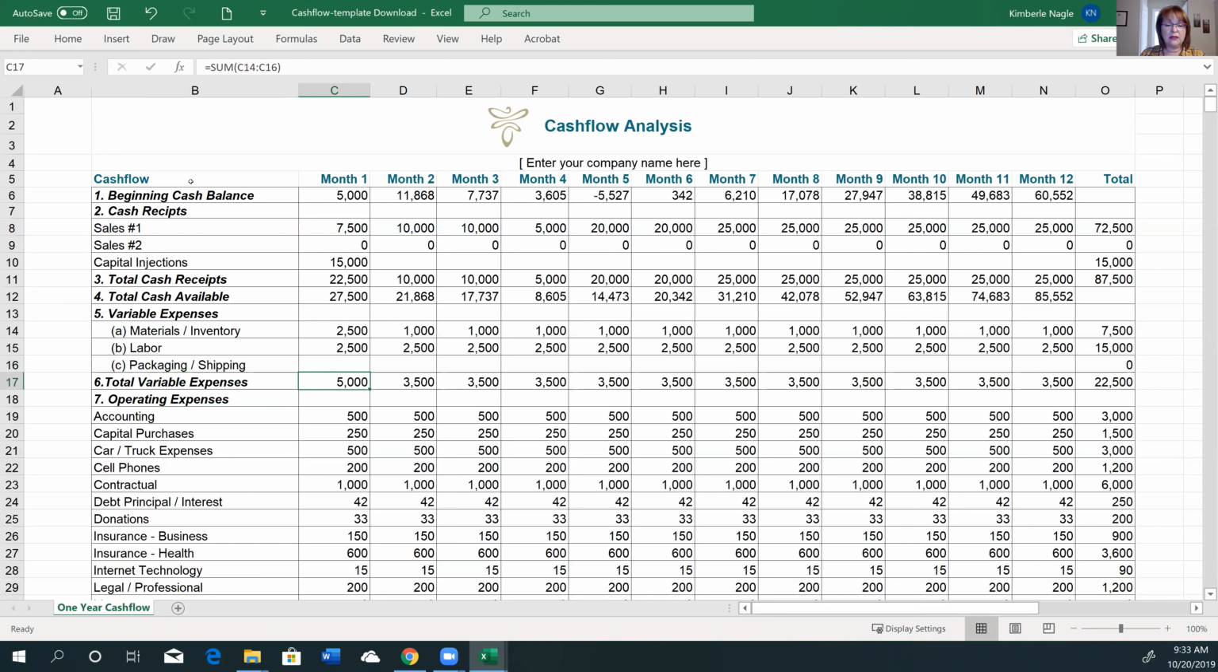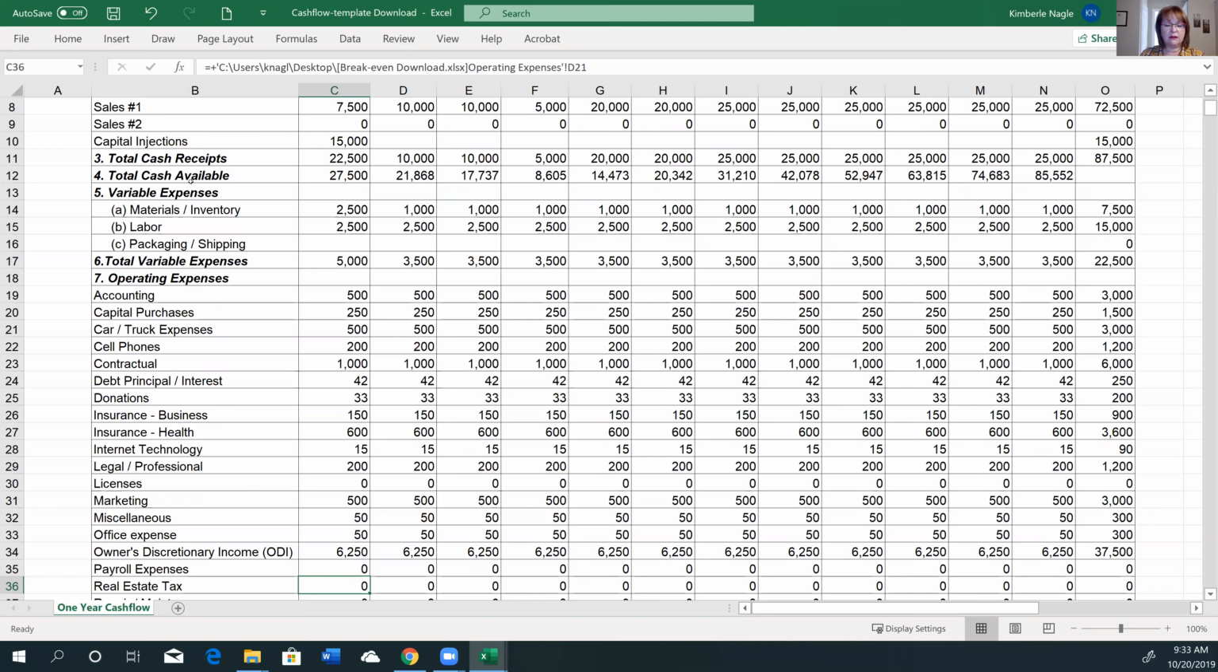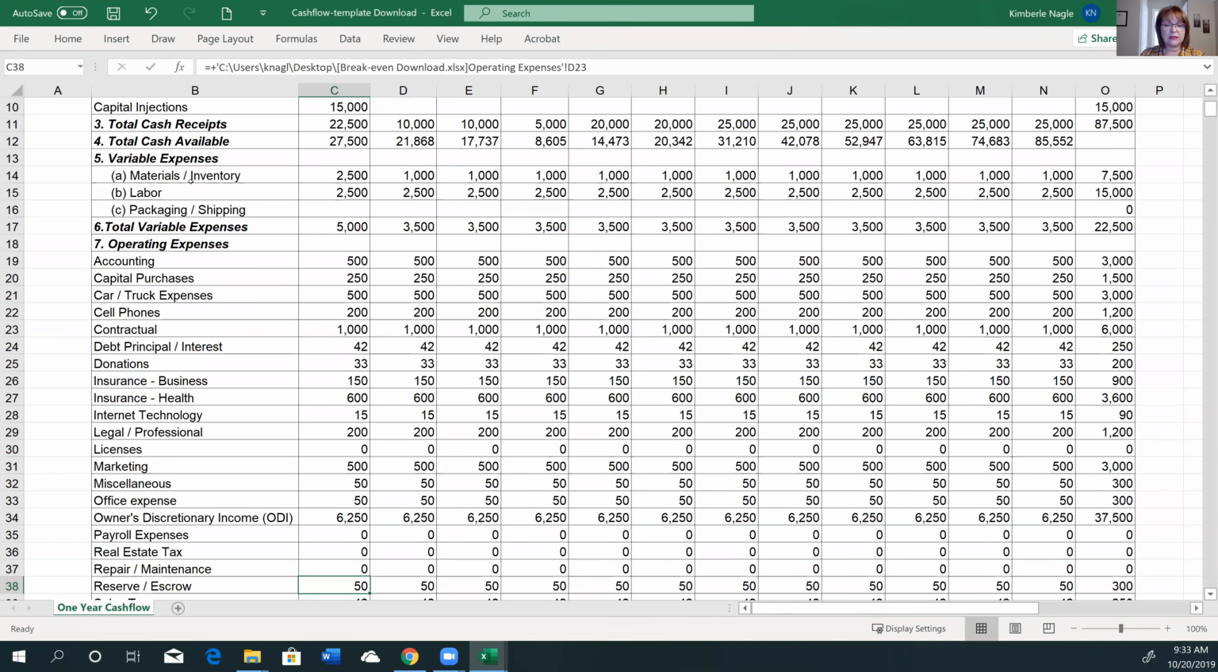It's going to calculate your total variable expenses, and then you're going to input the operating expenses. Now here again, just like sales and variable expenses, they can vary across the board. In my scenario here, I have it pretty much flatlined across the board in the operating expenses.